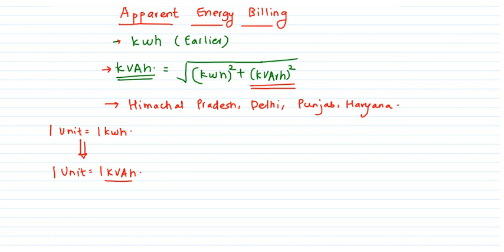So in this lecture, we understood the basics of power factor, the different incentives and penalties which are applied in the state of Maharashtra, which are put by MERC, and we have also understood the basic concept of apparent energy billing. I will stop. Thank you.